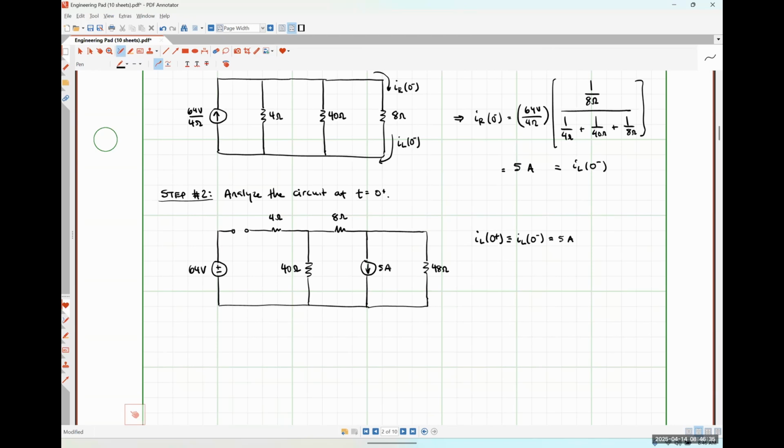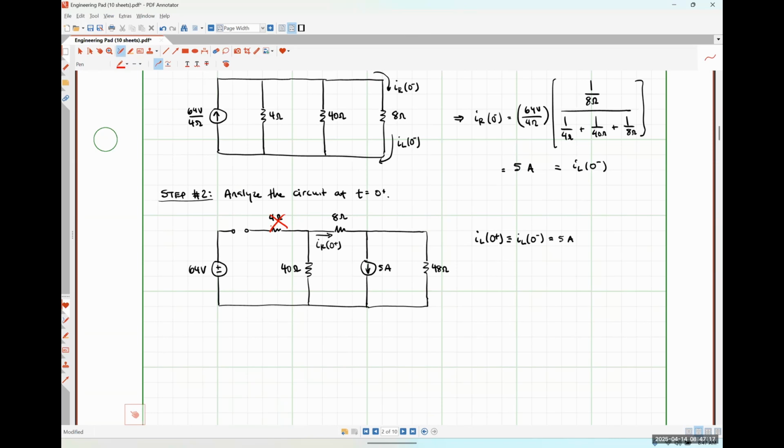And now what I'm trying to find is this current right here, IR at 0 plus. So before we analyze this guy, let's make another simple observation, okay? So the 4 ohm resistor is not part of a closed current carrying path, right? It's open circuited on the left-hand side. So that means that no current can be flowing through it, and therefore no voltage drop can appear across it. So this 4 ohm resistor contributes nothing. Are we all okay with that?